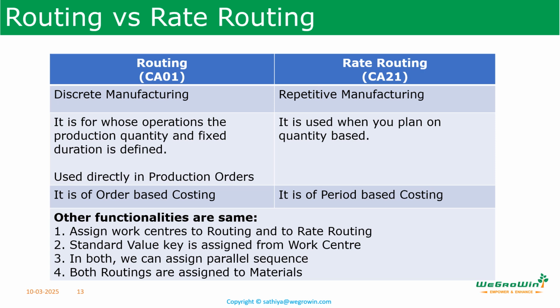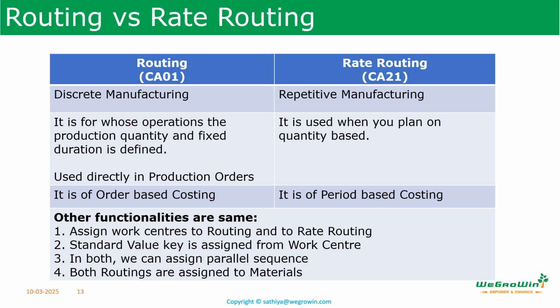Standard routings are used directly with production orders. Rate routing is defined, and then based on the quantity, it will be used. Standard routings are used for order-based costing, but rate routings are used for period-based costing. The remaining functions remain the same. We have to assign the work center to the routing and rate routing, and assign the standard value key. In both cases, we can do the parallel sequence, and in both types, we have to assign the materials. All these things are common.